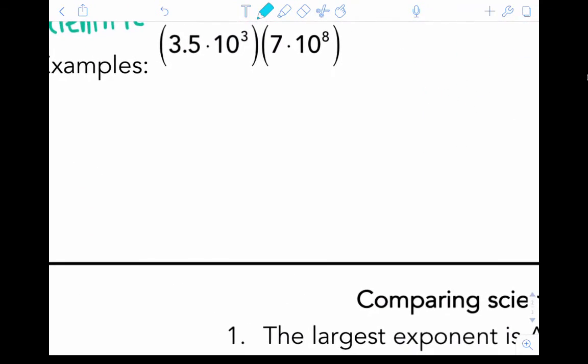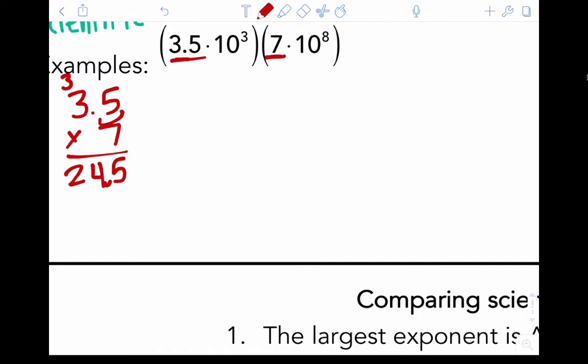All right, this example, 3.5 times 10 to the 3rd times 7 times 10 to the 8th. The first thing I need to do is multiply my coefficients. 3.5 times 7, if I do that over to the side, 7 times 5 is 35, carry the 3. 7 times 3 is 21, plus 3 is 24, and I have 1 decimal to add in there. So this is 24.5.